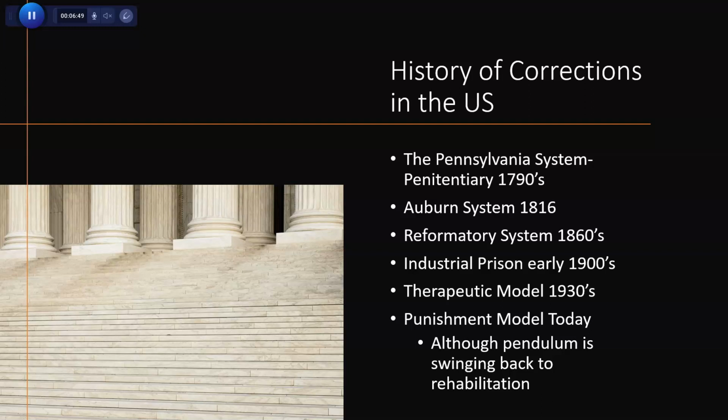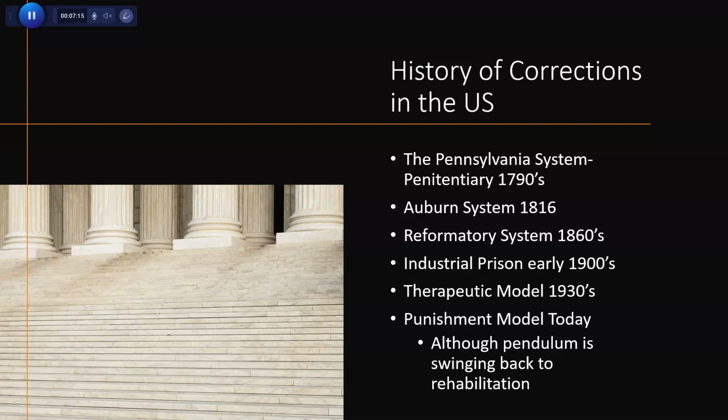Therapeutic model, this is when we started to lean toward rehabilitation and basically treating criminals as if they were sick, physically sick. It's called the medical model, and they were basically treated as if they were ill while they were in prison.